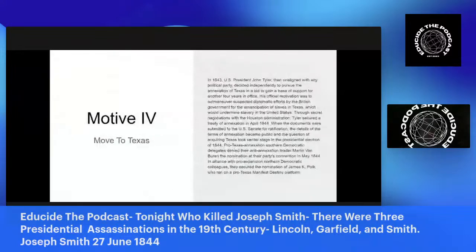Motive number 4, the move to Texas. In 1843, President Tyler, then unaligned with the political party, decided independently to pursue the annexation of Texas. He had met stiff opposition with the leaders of the Democratic Party. At that time, the major leader of the Democratic Party was the former president, Martin Van Buren, because he did not want to go through with the annexation of Texas. The Democrats dumped him and took James K. Polk instead, who was pro-Texas Manifest Destiny platform.